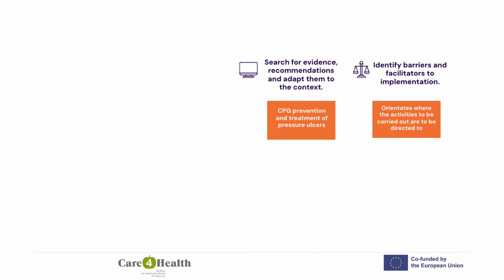In the third phase of the implementation process, we must search for evidence and recommendations that we want to implement. This could come from a clinical practice guideline, so we just need to adapt these recommendations to our context. And in the fourth phase, we need to identify potential barriers and facilitators to the implementation of knowledge.